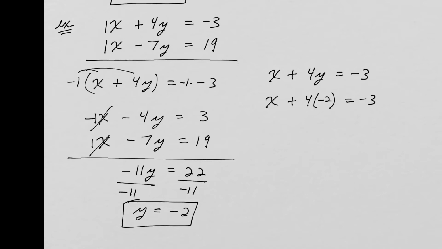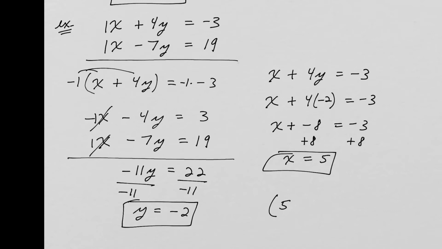So I have x plus 4 times negative 2 is equal to negative 3. So what's 4 times negative 2? That's negative 8. So this is just x minus 8 is equal to negative 3. And then I can add 8 to both sides. So I'm going to get x is equal to positive 5. So my solution is going to be the ordered pair (5, negative 2). X equals 5, y equals negative 2.